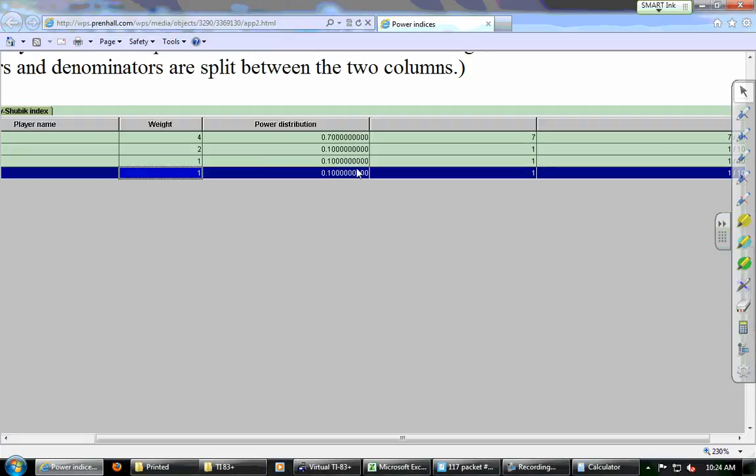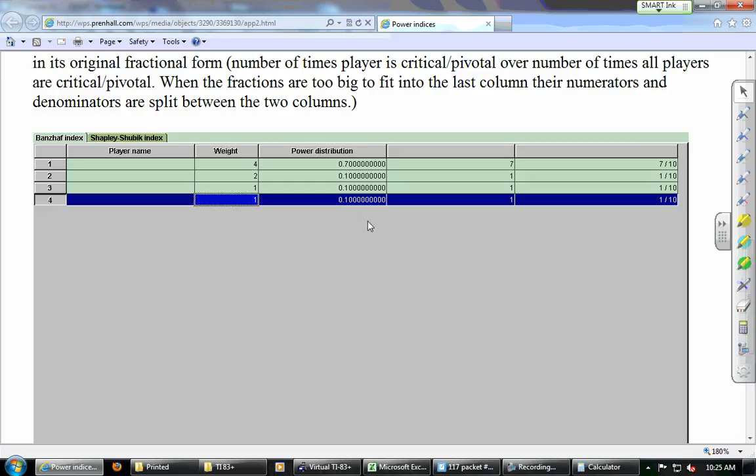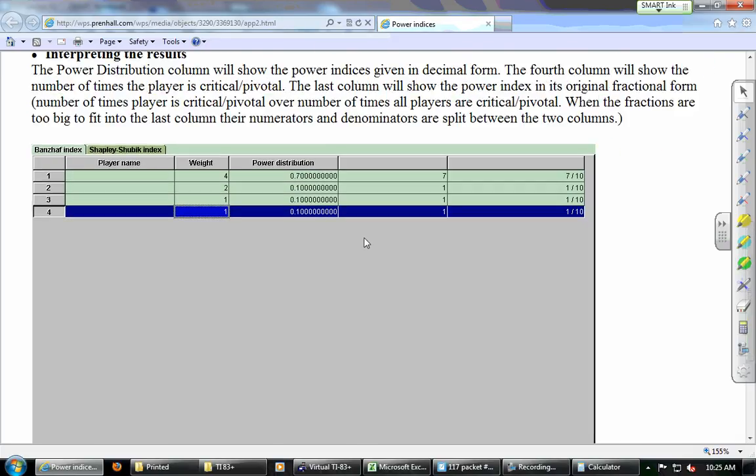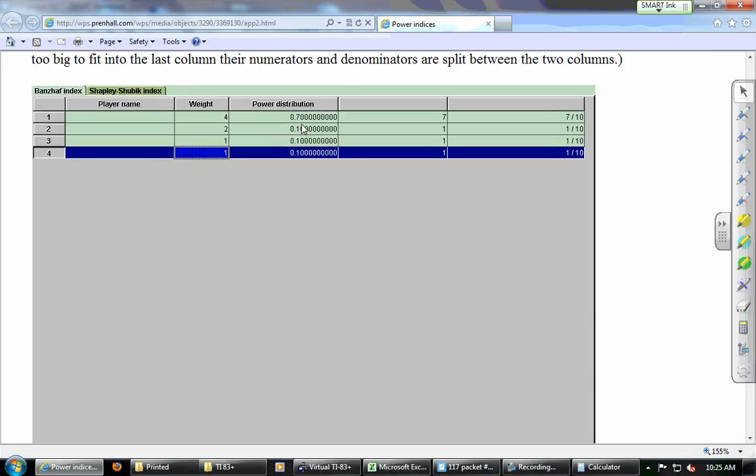Do you see it? I don't know about that. I can't make the numbers any bigger, I'm sorry. But suffice it to say that it says 70%, 10%, 10%, 10%, just like we got, and it gives you the fractions on the right-hand side. Now that's the Banzhaf one.